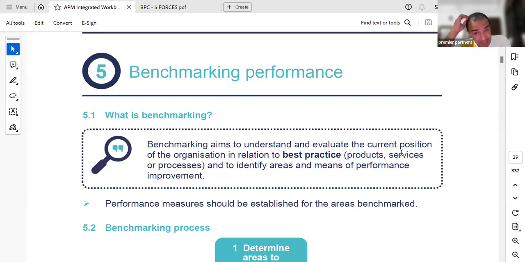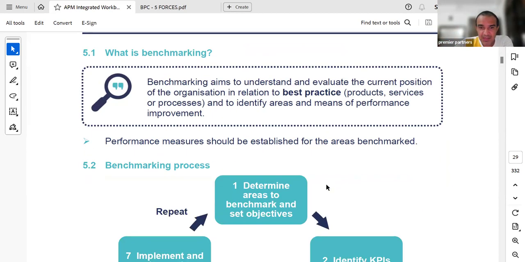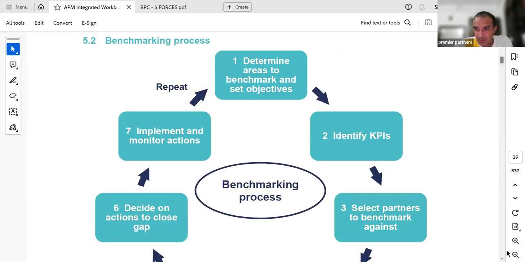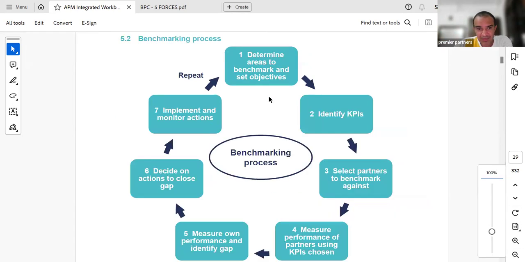Right, then you got benchmarking. All these theories I will be taking you through quickly, where I feel I need to explain more for you to be better prepared, then I will take a bit more time. Okay. So benchmarking is basically comparing performance in order to improve performance. This is important, no? Seven stages.